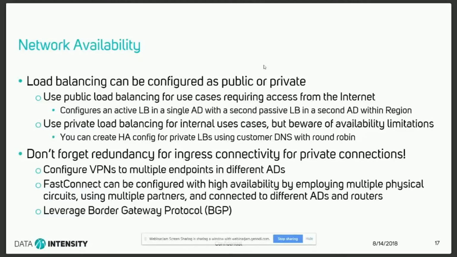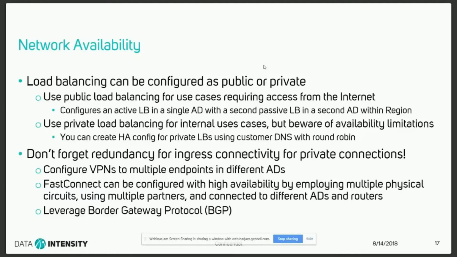You can also use private load balancing in some of the same ways. So if you only have internal use cases where only internal users who are coming over VPN or a FastConnect network will be accessing your application, you can create an HA config using custom DNS with round robin using multiple load balancers within single availability domains.